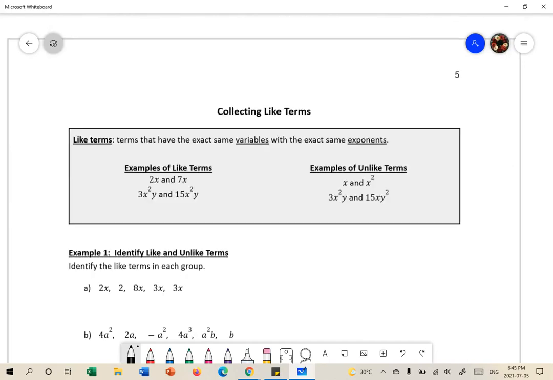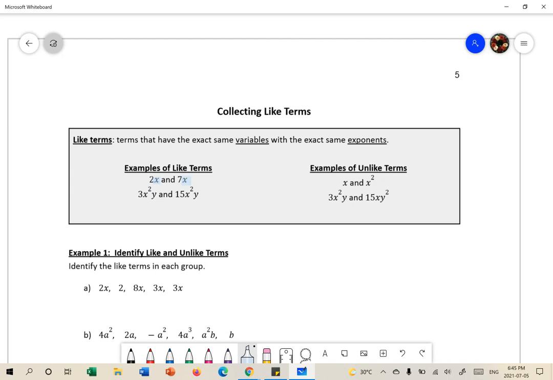Collecting like terms. Like terms are terms that have the exact same variables with the exact same exponents. Okay, so they need to have the same variable and the same exponent attached to that variable. So examples of like terms, 2x and 7x are like terms. They have different coefficients, but that doesn't matter. What's important is that they share the same variable x.